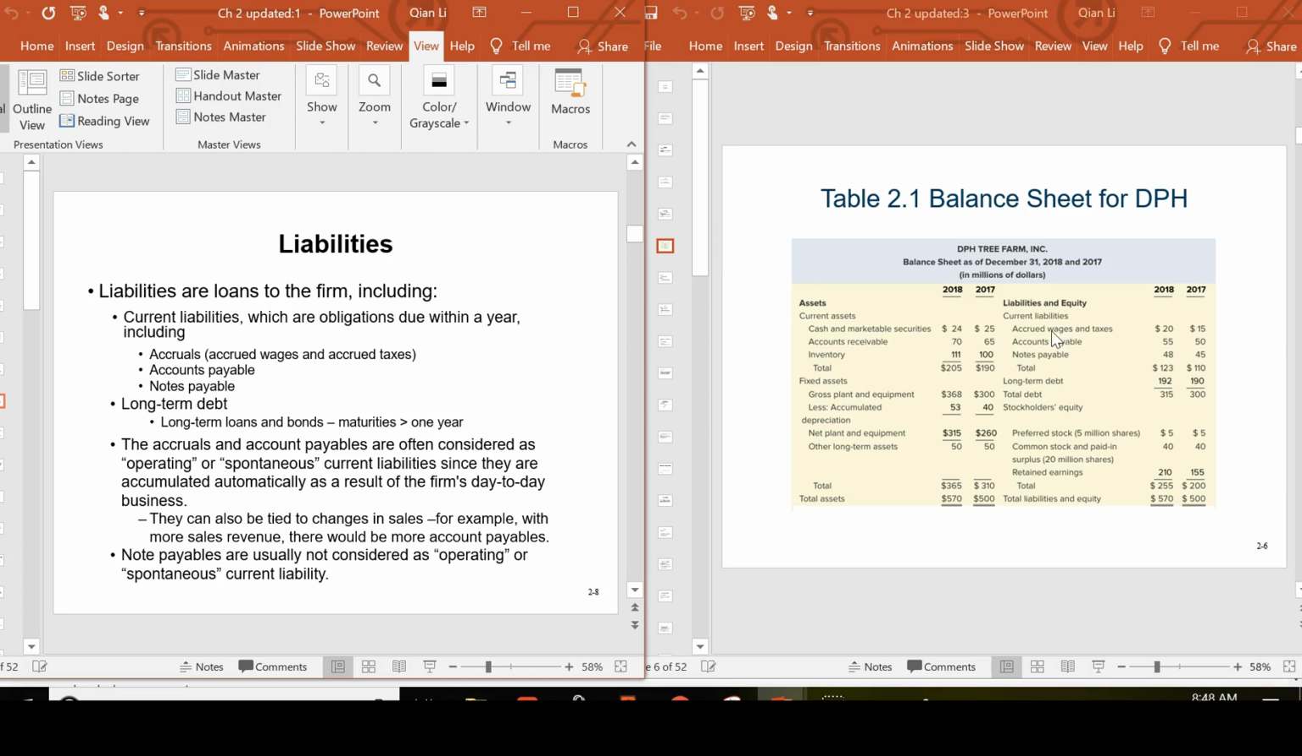The accruals and the accounts payable are often considered operating or spontaneous current liabilities because they are accumulated automatically as a result of the company's day-to-day business, and they can be tied to changes in sales. For example, with more sales revenue, there may be more accounts payable. But notes payable usually are not considered operating or spontaneous liabilities. We want to differentiate operating from non-operating current liabilities, and that's useful later when we talk about the concept of free cash flow.